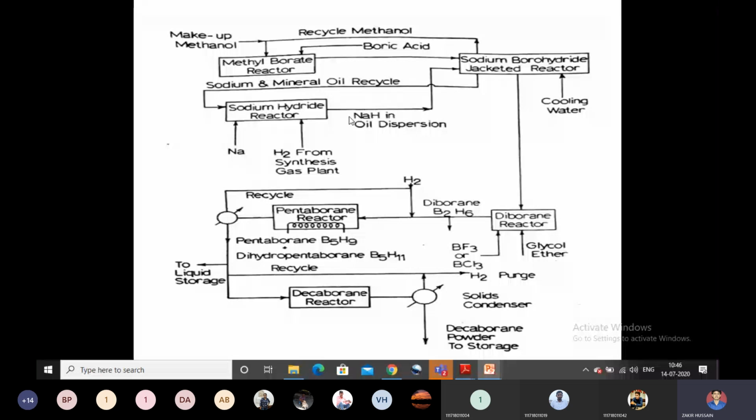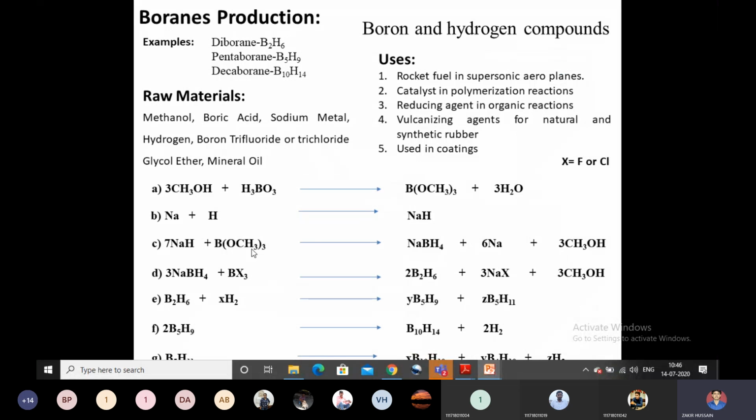Then the formed sodium hydride along with the formed methyl borate from these two reactors will go to the sodium borohydride reactor, in which the two will combine and react with each other in a reaction classified as exothermic. In order to control the temperature inside this exothermic reactor, we use a jacketed reactor in which cooling water is circulated. The product coming out of this reactor is sodium borohydride, as given in reaction C.